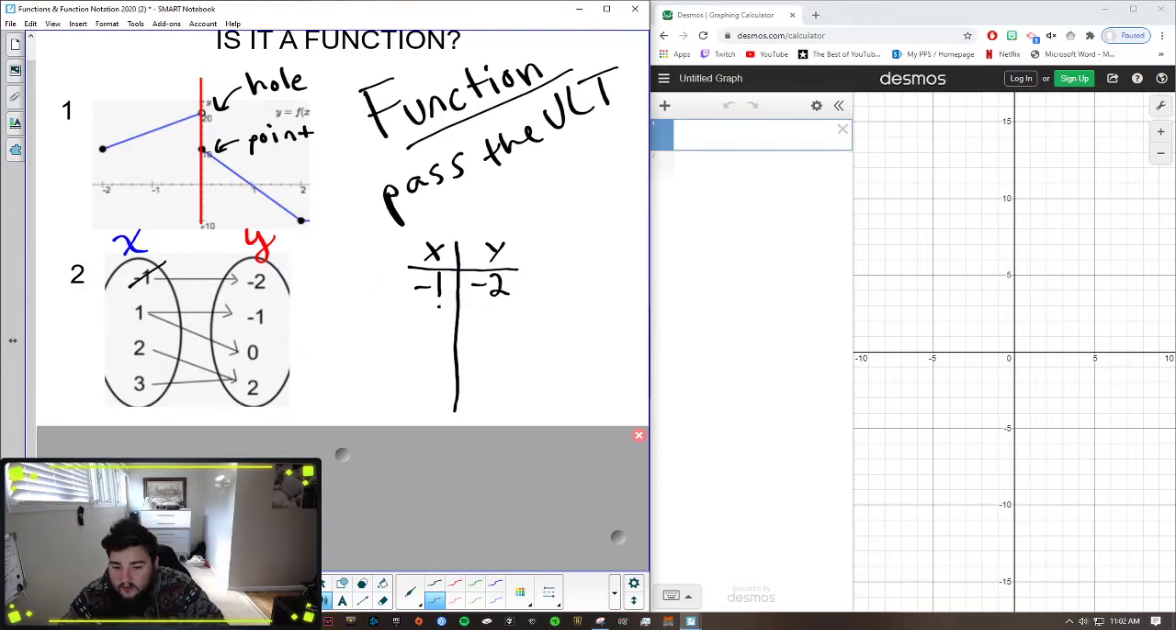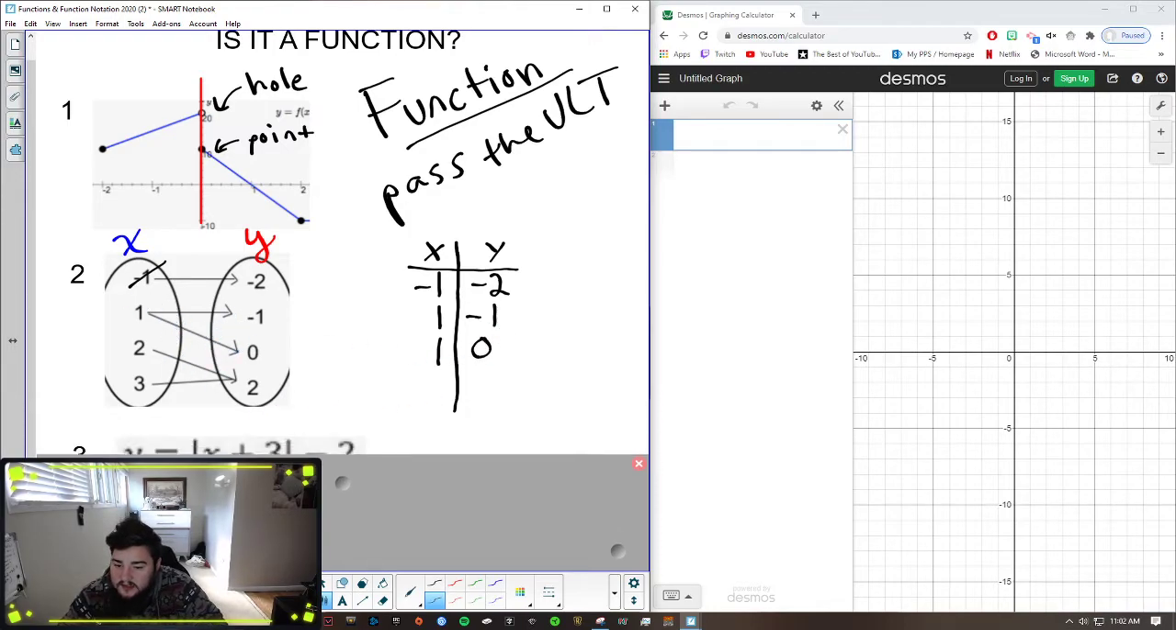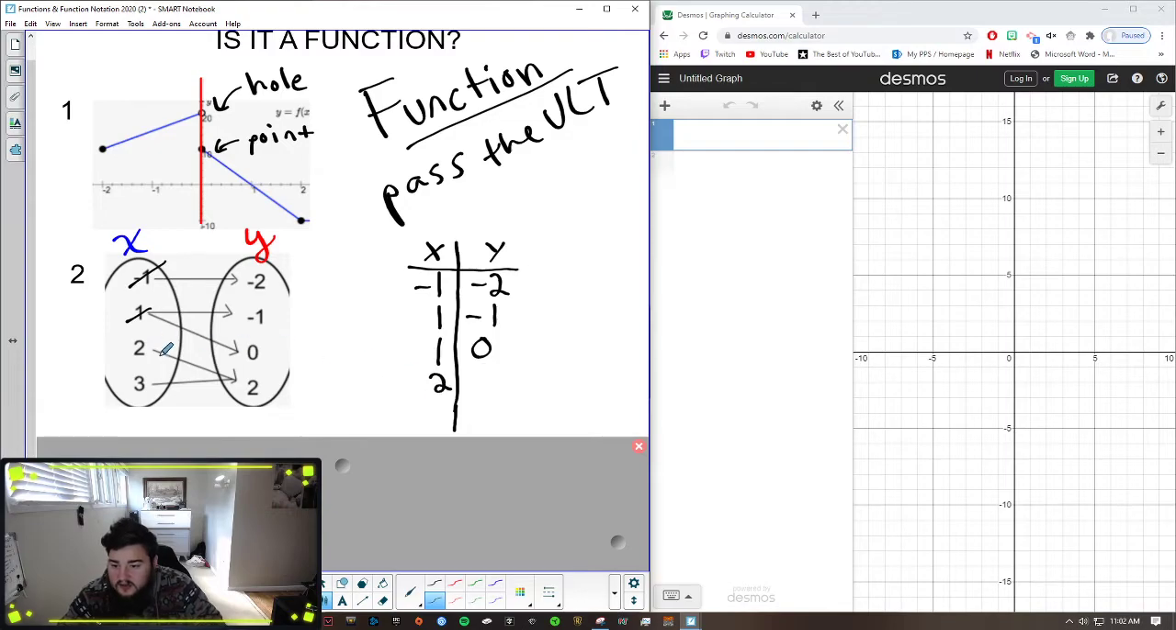On to +1. Now you'll notice +1 has 2 arrows, which means we have to have +1 twice in our table. One arrow goes to -1, and the other arrow goes to 0. So that's really 2 separate points because there's 2 arrows. Okay, I got all my 1s. Next, I have the x value 2, which points to the y value 2. And I have 3, which points to the y value 2.